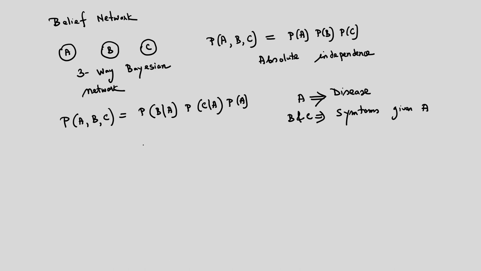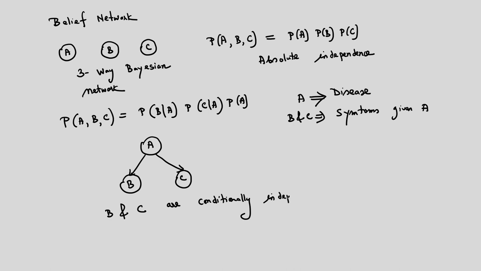Okay? So, you can see this can be represented like this. A is the disease and B and C are symptoms. So, here you can see B and C are conditionally independent. So, in this example, A is a disease and we model B and C as conditionally independent symptoms given A. You can see here in the graph, B and C are conditionally independent. So, this is the representation I am considering.